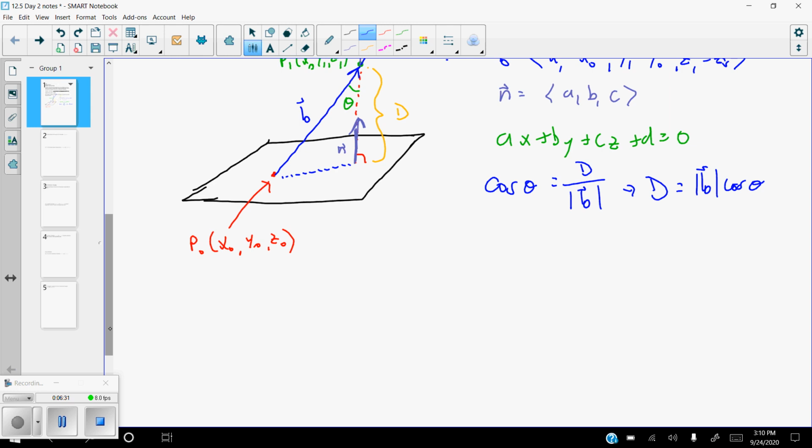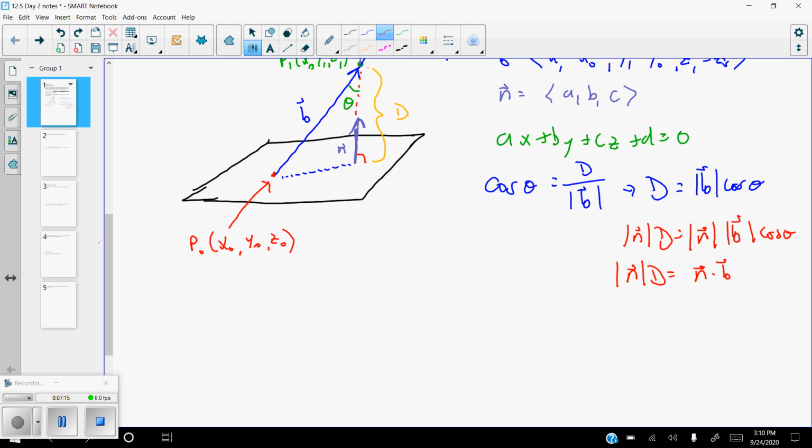Now what I can do is multiply the magnitude of the normal vector on both sides. And then hopefully you can see the right side, magnitude n, magnitude b, cosine of theta, is the same thing as the dot product of n and b. So on the left side, I get the magnitude of n times d, equal to the dot product of n and b.